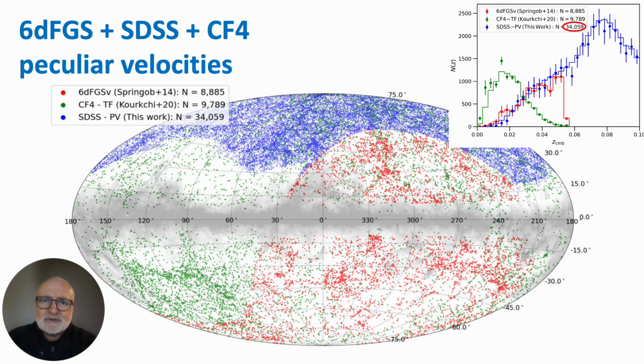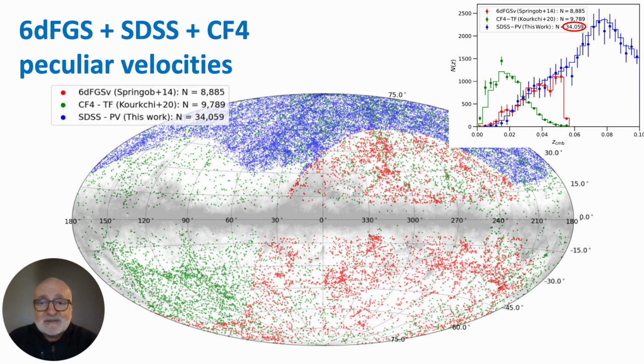Together with an improved 6dFGS sample of about 9,000 galaxies and the Cosmic Flows 4 Tully-Fisher sample of about 10,000 galaxies, we now have more than 50,000 peculiar velocities over the whole sky. This is a significant improvement in sample size and coverage. There are two caveats to this, however.